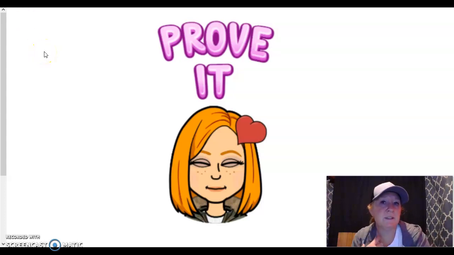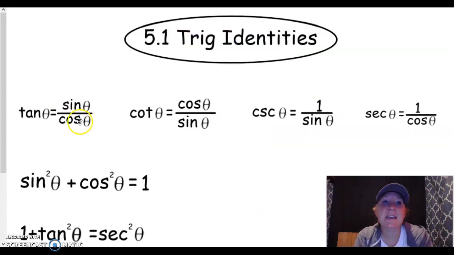Before we can prove things, we need to know some things that are true. So I'm going to go through a ton of information. You have a sheet to put this in. Pause when you need to. Tangent is the y over the x, so therefore, sine over cosine. You're going to need this, because we're going to be making substitutions all over the place. And you need to know that tangent is sine over cosine.